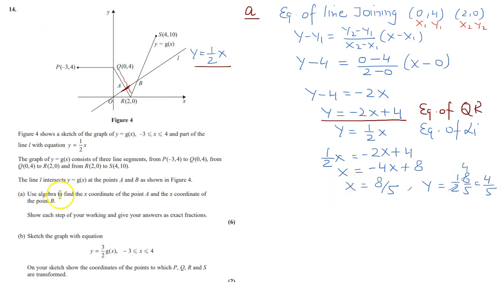It's asking only to use algebra to find the x coordinate, so you have to write only the x coordinate of A. There is no need to write the y coordinate of A. Now we have to find the coordinate of B, in the same way.